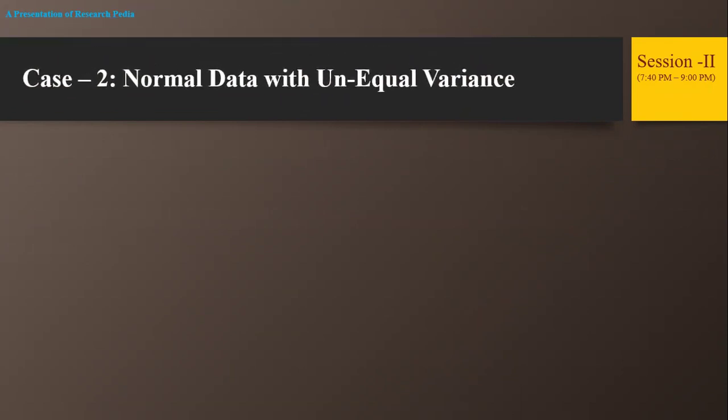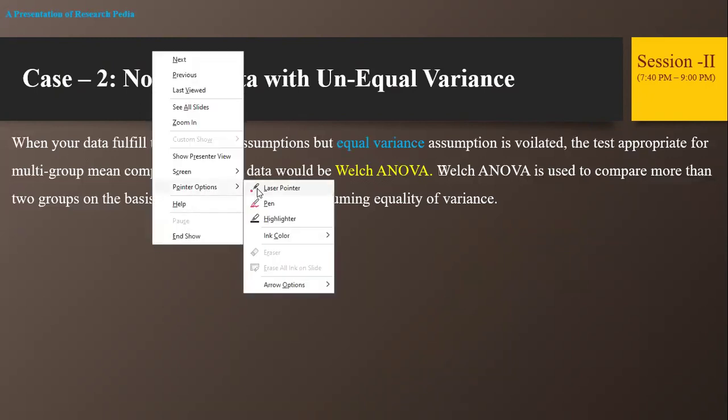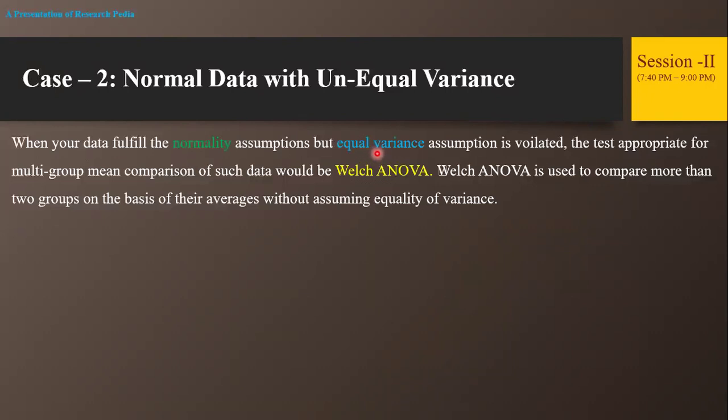The second case is normal data with unequal variance. What will we do if the analysis procedure indicates that our data is normal but showing unequal variance? What will we do when your data fulfills the normality assumption, but the equal variance assumption is violated? The test appropriate for multi-group mean comparison of such data would be Welch ANOVA.